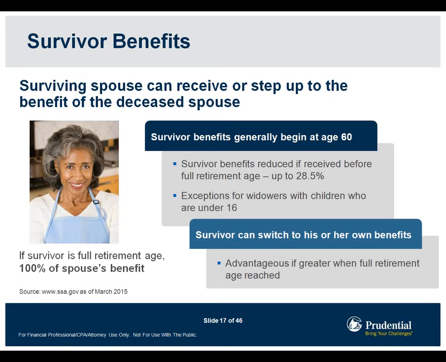Now, my wife can receive my full benefit as a survivor benefit when she files for it, so long as she files for it at her full retirement age or later. She could file for a survivor benefit as early as age 60. In that case, she won't receive 100% of the benefit I was receiving before I died. There will be a reduction up to 28.5%.